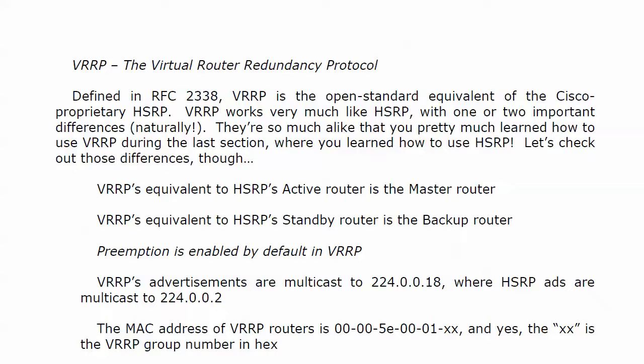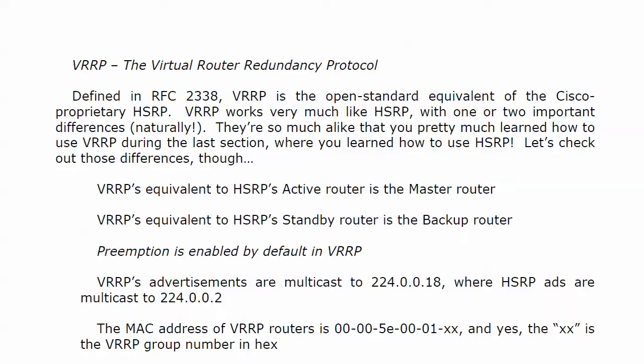VRRP's advertisements are multicast to 224.0.0.18, and HSRP ads, by the way, are multicast to 224.0.0.2. The MAC address of the VRRP virtual router is 0000.5E00.01XX, and yes, the XX is the VRRP group number in hex.